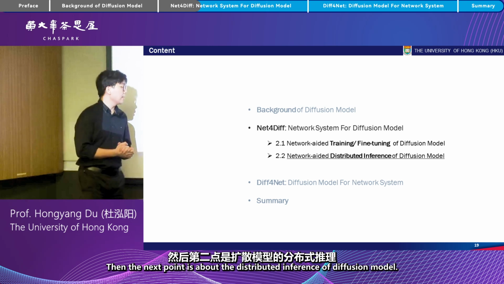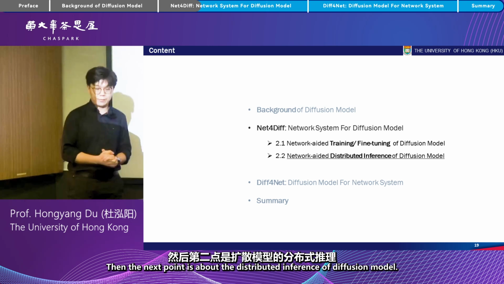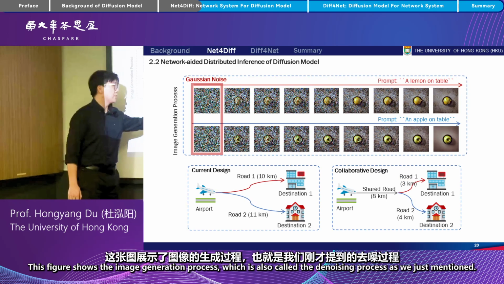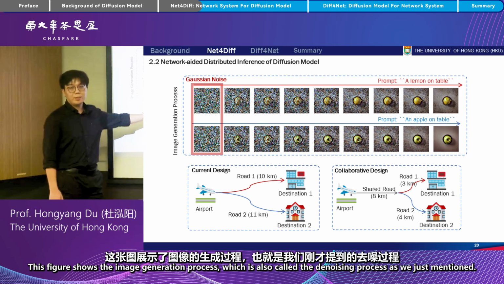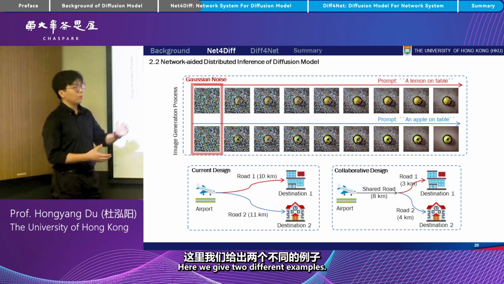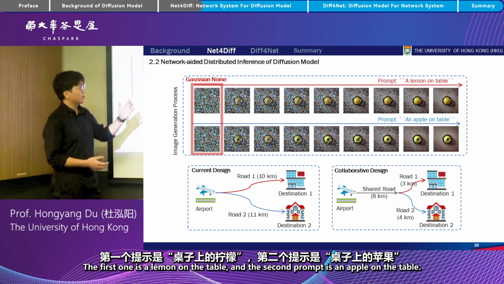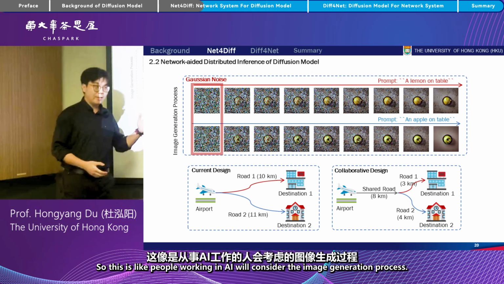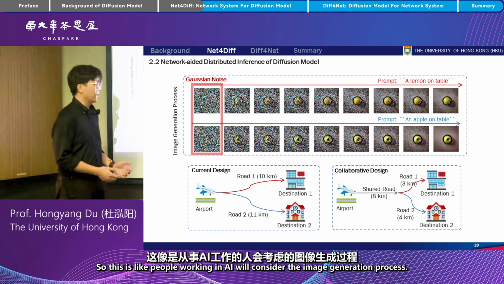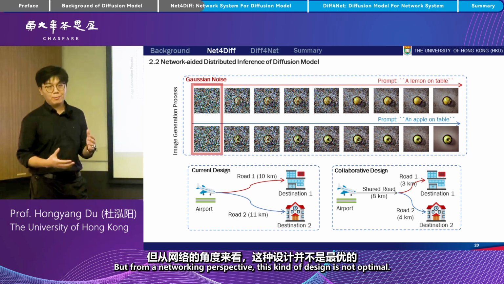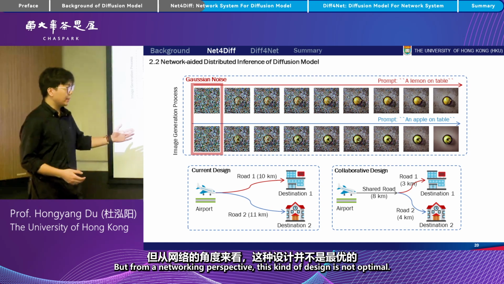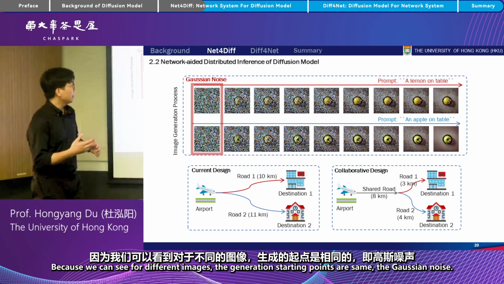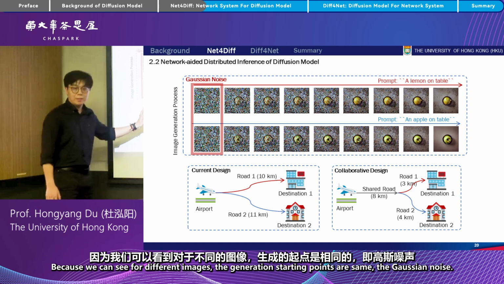Then the next point is about the distributed inference of diffusion models. This figure shows the image generation process, which is also called the denoising process, as we just mentioned. Here we give two different examples. The first one is a lemon on the table, and the second prompt is an apple on the table. People working in AI would consider the image generation process like this. But from a networking perspective, this kind of design is not optimal. Because we can see for different images, the generation starting point is the same, the Gaussian noise.